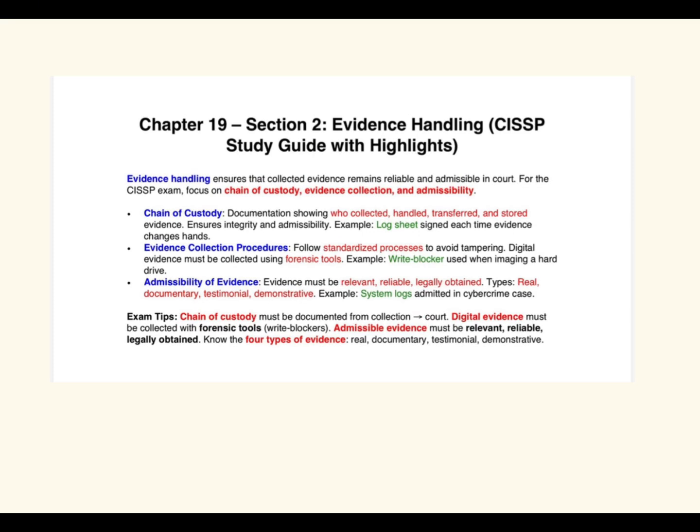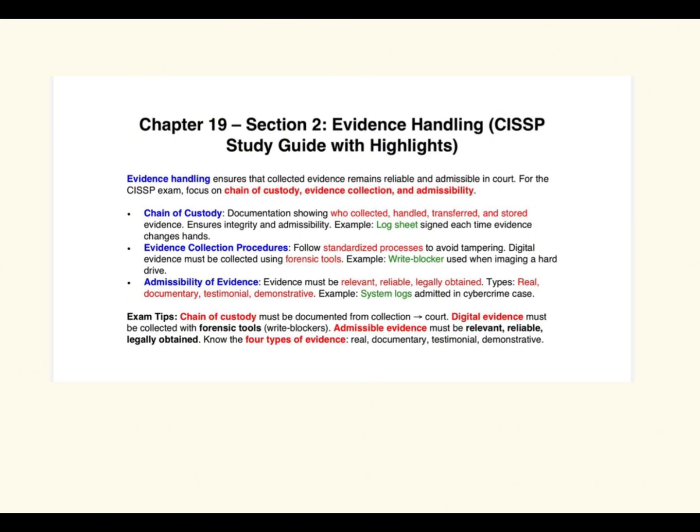Chain of custody is a documented history of who collected, handled, transferred, and stored evidence. It proves that the evidence was not tampered with. So, who has collected the evidence, who has handled it, transferred it, and stored it, and its integrity is not compromised. No one has manipulated it.